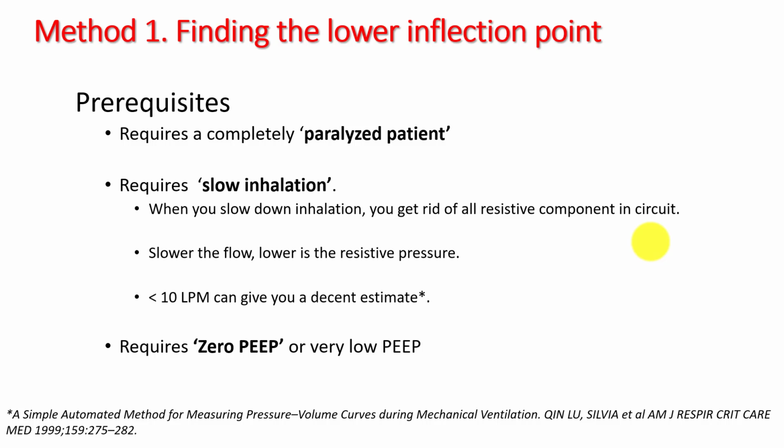It requires a completely sedated and paralyzed patient, and it requires a very slow inhalation. The reason for slow inhalation is you want to get rid of all the resistive component in the circuit. Since very low flow can result in long I time, people have estimated that using flow less than 10 liters per minute can give you a decent estimate of optimal PEEP using this method. It also requires 0 PEEP to start.